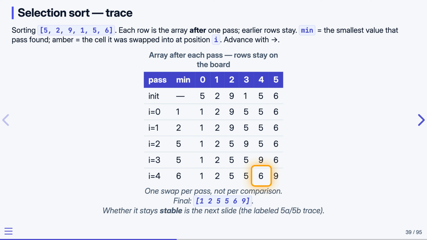Fifth pass, I equals 4. The smallest of the last 2 is 6 at index 5. We swap it into index 4, the amber cell. The array is now fully sorted: 1, 2, 5, 5, 6, 9.